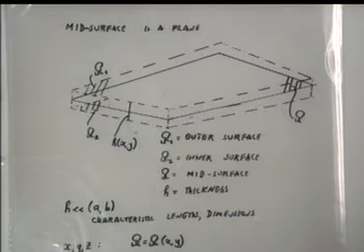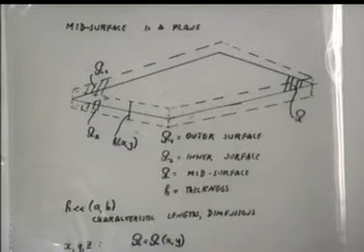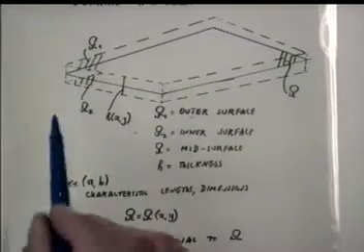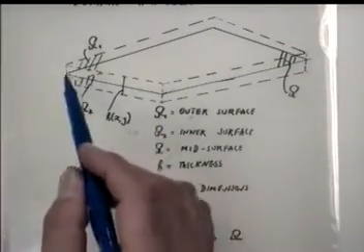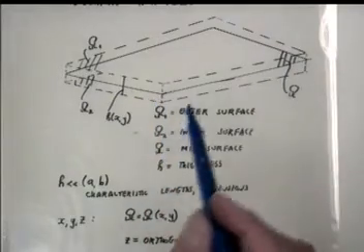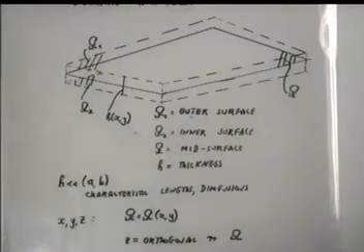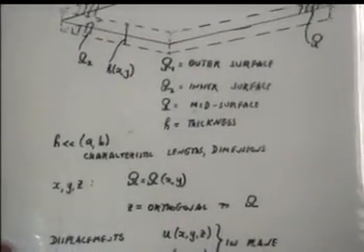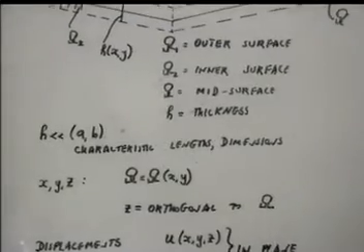Now the distance between outer surface and inner surface, or two surfaces, is called h, and it is called thickness. H. Now the sides of this plate, say, for example, in this direction and that direction, this is called A and this is called B, denoted by A and B. So H is much smaller than A or B.